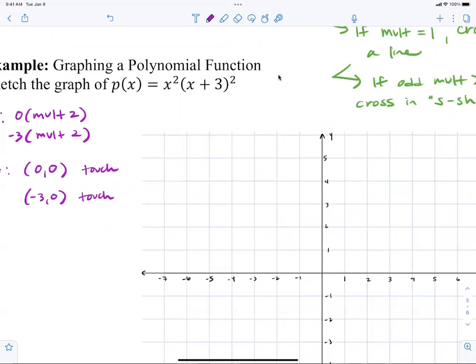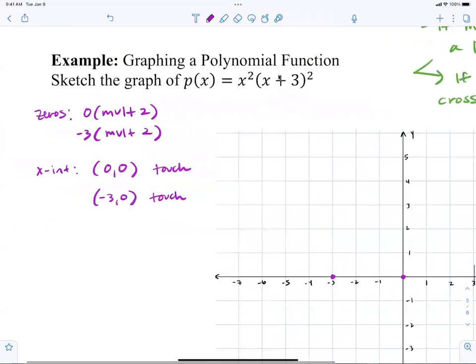Okay, so we can plot those points. We have 0, 0 and negative 3, 0. We know what's going to happen, but we don't know whether from above or below. To determine that, we want to determine the end behavior. What would the degree of this polynomial be? What would it be? 4, right? You just add the multiplicities together. So for the even degree polynomial, looking at the leading coefficients of x, when we multiply this out, our leading term would just be x to the 4th, right?